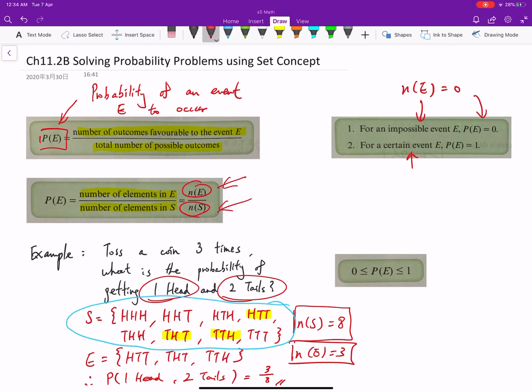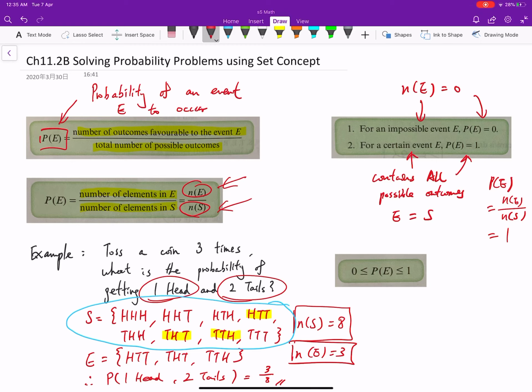Okay, a certain event means it actually contains all possible outcomes. So it contains all possible outcomes, that actually you can refer to it will be equal to S. So if E is equal to S, then you refer to the formula, the numerator NE and the denominator will be the same, right? So finally you will get 1. It means it must happen.